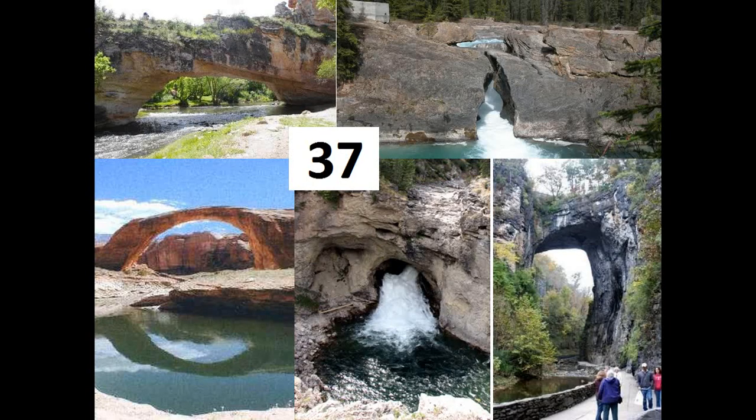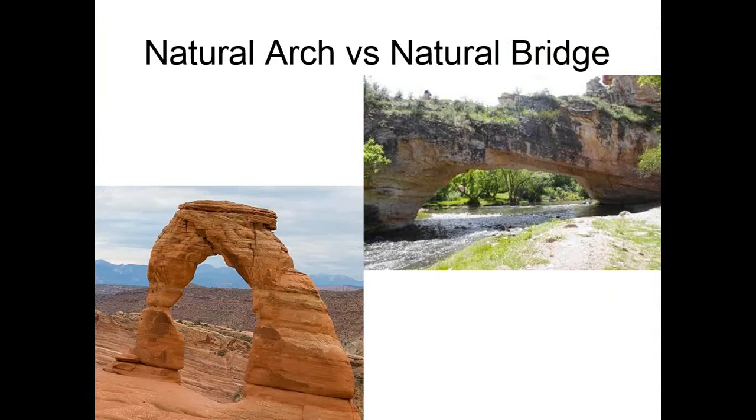37, here we have a natural bridge. We have a situation where water has cut through materials, cut through rock, and now the rock is bridging the river or the stream that eroded. So we have a natural bridge. The difference between a natural bridge and an arch is the fact that in a natural bridge, we have water that can be seen. The water was the thing that moved the sediments and caused the erosion.